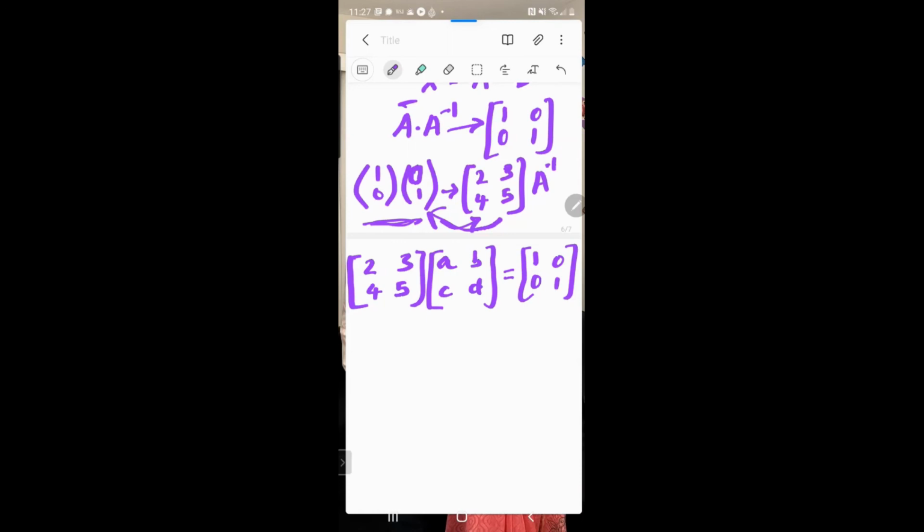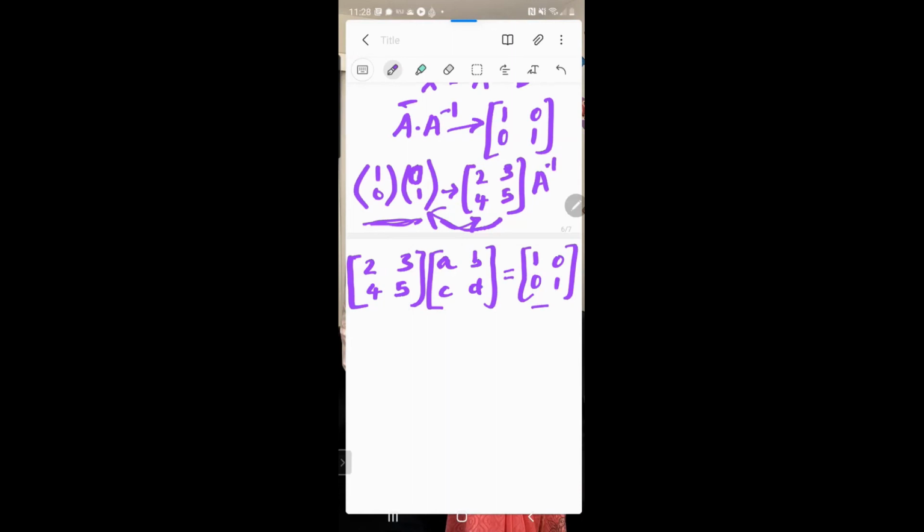Some transformation took 1, 0, 0, 1 to 2, 4, 3, 5. Right? That's some transformation. I don't know what it is. That's the transformation. Right? That's the example. So what should you multiply this with so that you get back your original point? Let's see what is that.